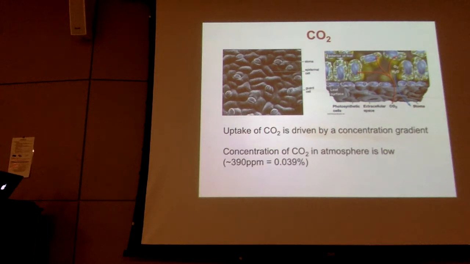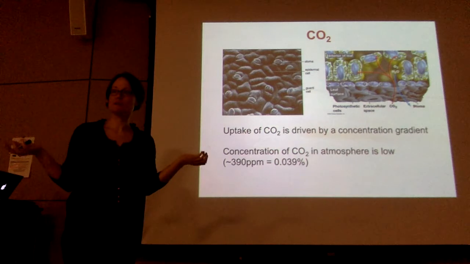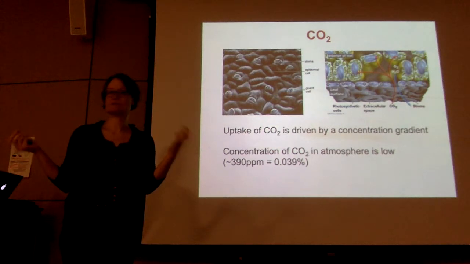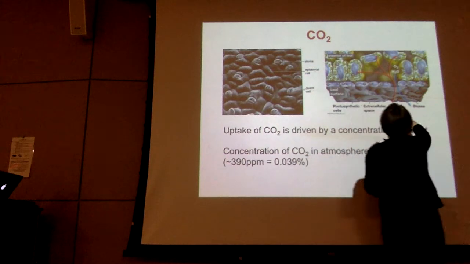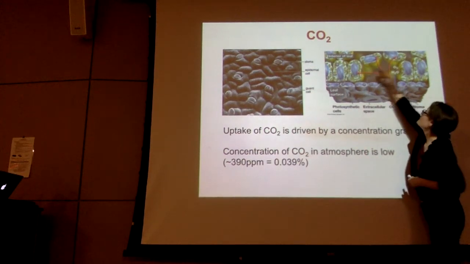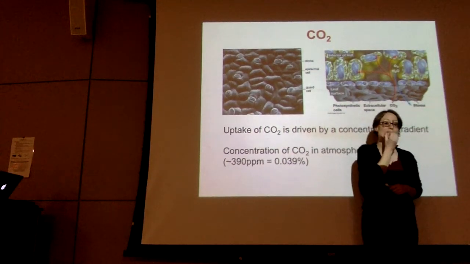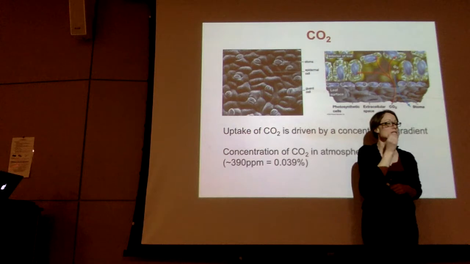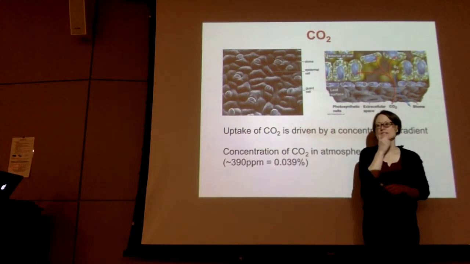Okay, well the same thing is true of CO2 and leaves. So we actually have pretty low CO2 in the atmosphere. It's less than 0.04%. But inside the leaves here, it's even lower, typically, if photosynthesis is happening. Why is it even lower inside the leaf if photosynthesis is happening?